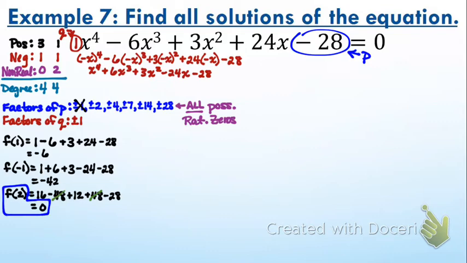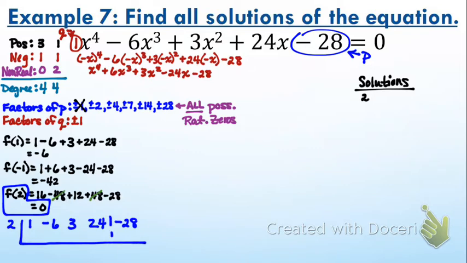Time for some synthetic division. So my 0 is 2. I should probably start a list: my solutions, my roots, my zeros, whatever you want to call them. We know that 2 is on that list. All right, so coefficients. 1, negative 6, 3, 24, negative 28. Make sure I have every single power of x represented before I get into this, because otherwise it's going to throw me off and I'm going to have a mistake. 4, 3, 2, 1, and then my constant. Yep, so I'm going to do my synthetic division.